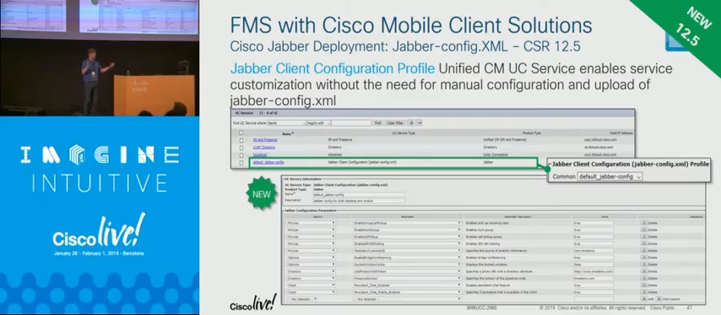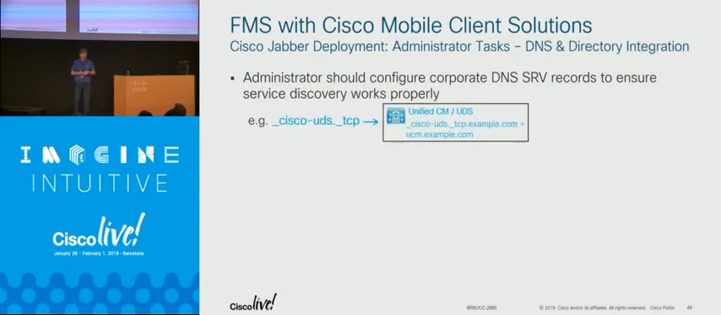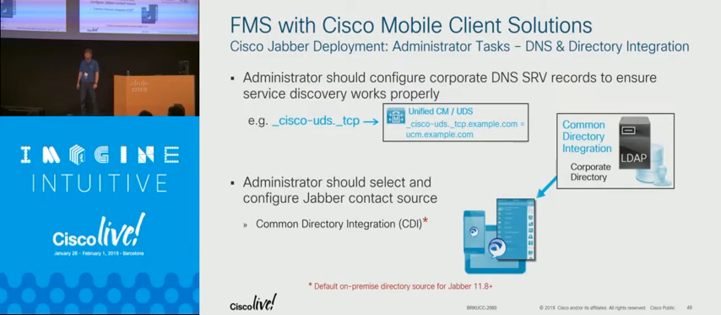But the whole point of all these profiles and everything again is to tell Jabber where do I go to connect to these services and what are the parameters I need to connect to those services. All right. So a couple last things that we need to think about before we turn Jabber clients over to our users so that they can log in. Again, DNS is going to be huge. At a minimum, we need the Cisco UDS record and the corporate DNS. If we're doing mobile and remote access, we'll also need the Collab Edge one outside.